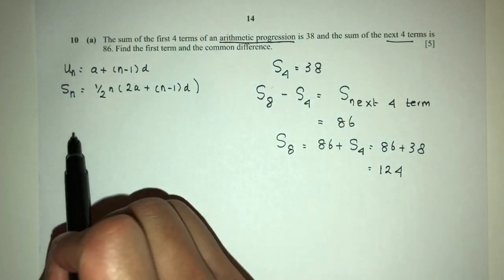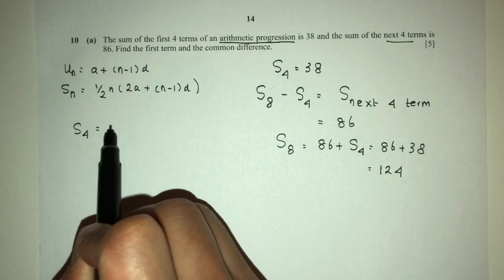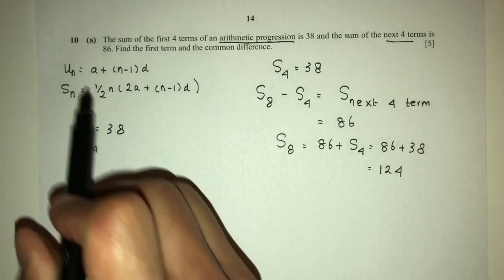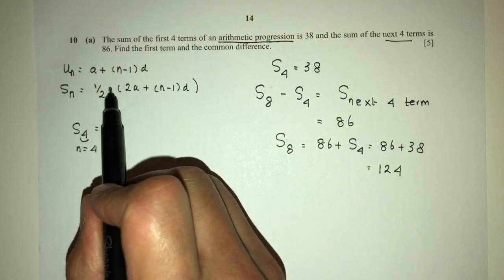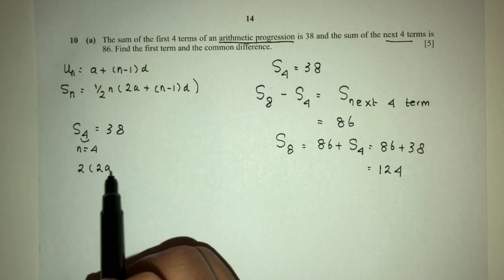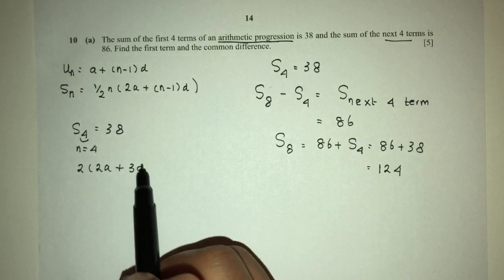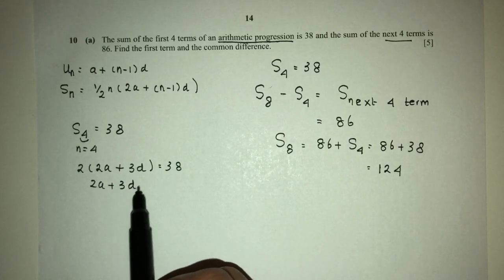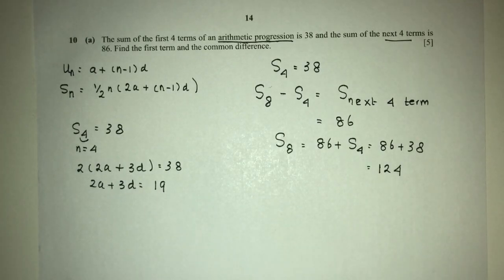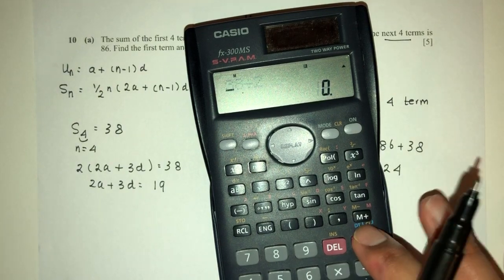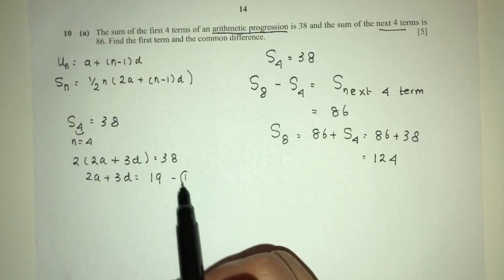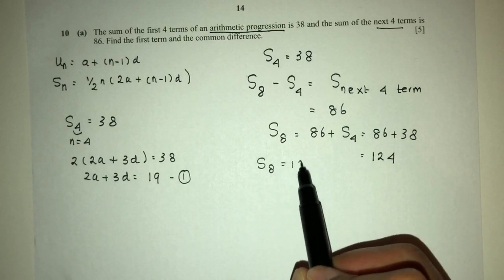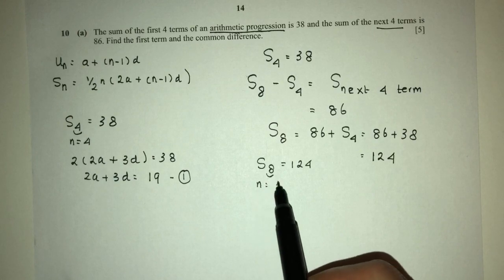Okay, so let's form 2 equations. First equation will be this one. Sum of the first 4 terms is this one. So here n is 4. Replace here, you will have half times 4, that will be 2, times (2a plus 3d) is 38. So 2a plus 3d, divided by 2, that should be 19. But let's check. Always check, just to confirm, so that is my first equation. Now from this one, same thing, we have the sum of the first 8 terms will be 124, so that is n equal to 8.